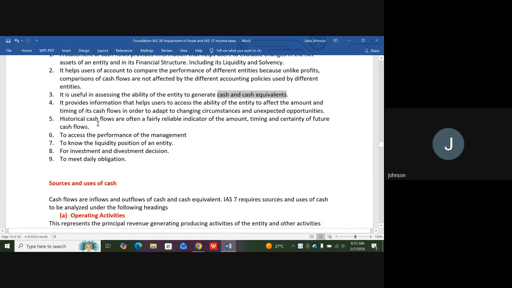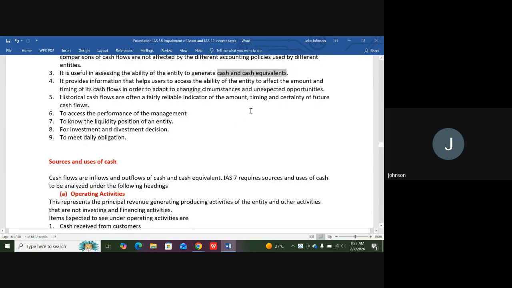They also say that it provides information that helps users to assess the ability of the entity to affect the amount and the timing of cash flows in order to adapt to changing circumstances and unexpected opportunity. Then historical cash flows are often a fairly reliable indicator of the amount, timing, and certainty of future cash flows.